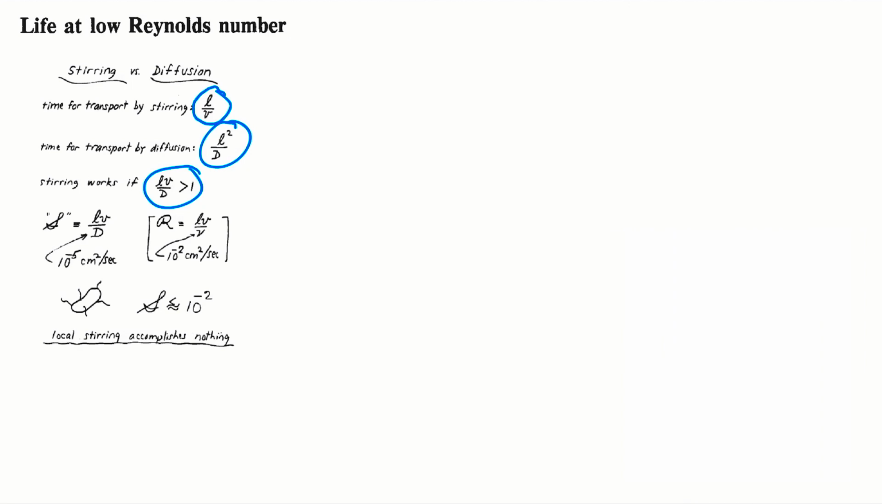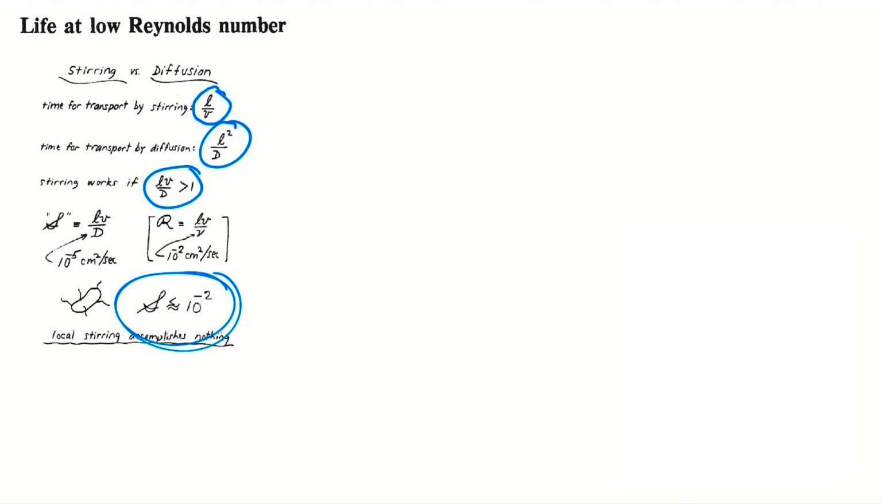And he makes up this coefficient for it called S and goes on to say, well, okay, but at the scales we're looking at, for these creatures, S is 10 to the negative 2. So there's actually no point at all. Local stirring accomplishes nothing. It's way more effective to just sit there and wait for diffusion to give you all the food that you need. And he talks about how this really goes against our instincts, right? So it's this fascinating physical argument he makes.